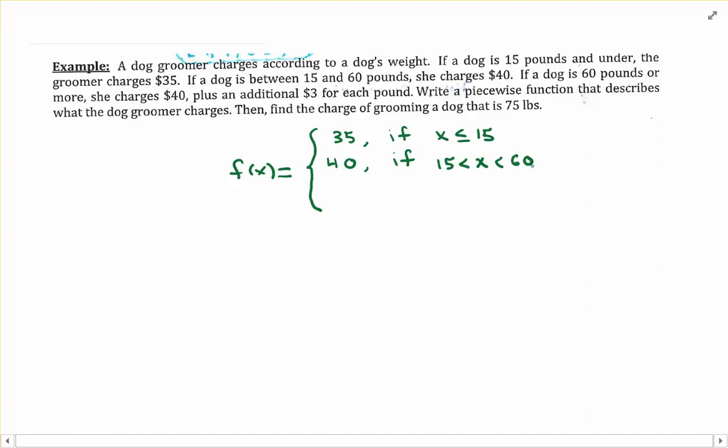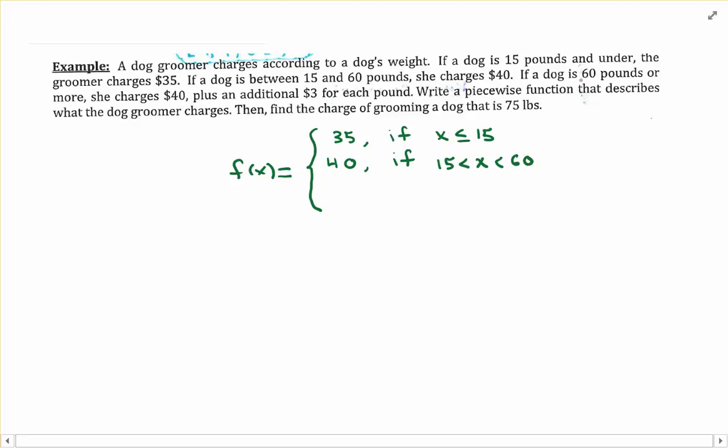So if you bring in a dog that weighs, say, 25 pounds or 37.9 pounds, both of those owners would be charged the same price of $40. So now we're moving on to the third and final rule, which is a little bit more elaborate because there's kind of a formulaic way for which she'll charge the owner of the dog.